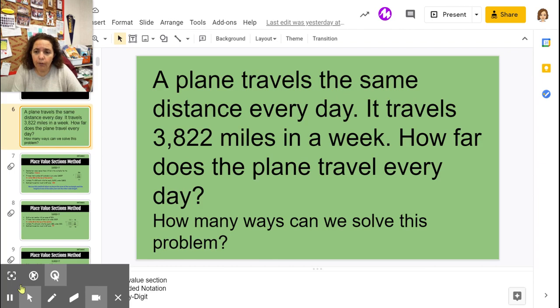Okay, so let's take a look at our first problem. It says a plane travels the same distance every day. It travels 3,822 miles in a week. How far does a plane travel every day? How many ways can we solve this problem? We're going to solve this problem three different ways and see if you remember these three different ways from fourth grade. So let's take a look at the first one.